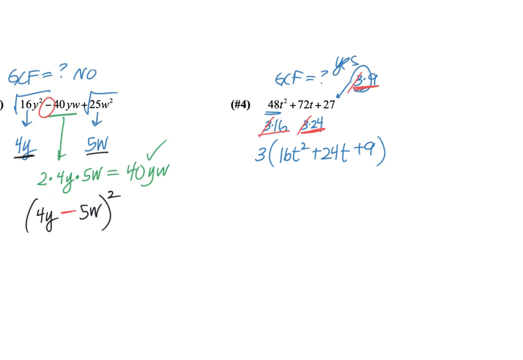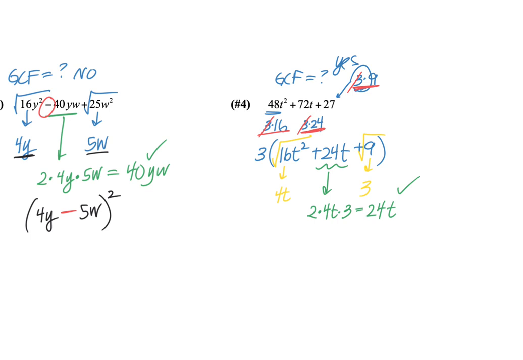So my next question is, what about the first term? Is that first term perfect? Sure is. 4t is the square root of 16t squared. Okay, go to the last term. Is 9 perfect? You bet it is. Square root of 9 is 3. So then I go to the middle term again and I say, does 2 times each one of those give me my middle term? 2 times 4 is 8, times 3 is 24, and I have that t. So this is a perfect square trinomial.